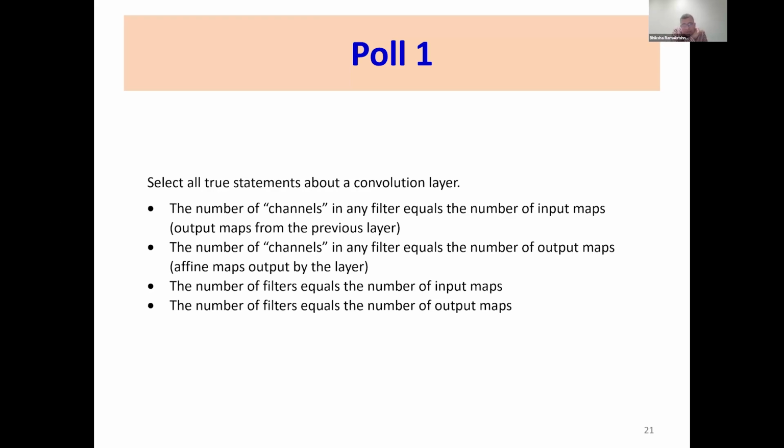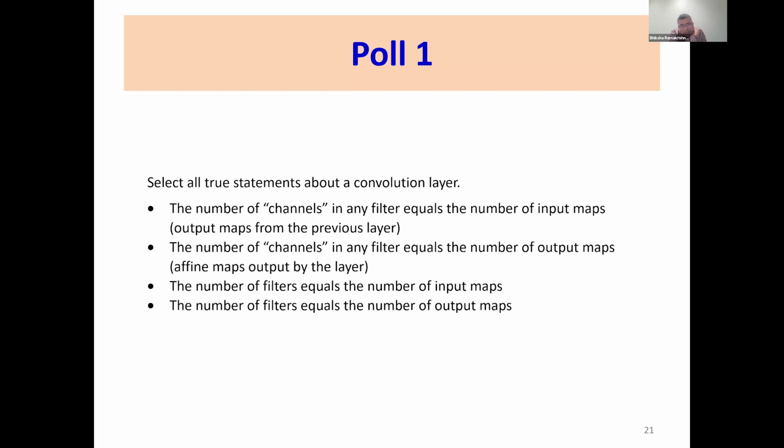Is the first statement true? The number of channels in any filter equals the number of input maps, which is the output maps from the previous layer. Is that true or false? It's true. We don't need an attendance poll because Zoom keeps track of everybody who attended. Can you tell me if the first statement is true? Just post a yes or no on the chat and we're good. I'll be tracking that.